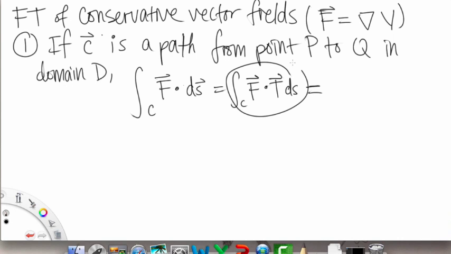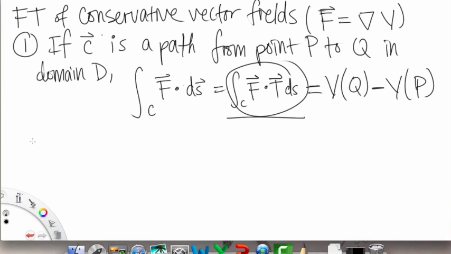This line integral, not circulation, sorry, this thing here, is equal to V, our potential function, evaluated at Q, minus V evaluated at P. I'll do somewhat of a proof on the next slide to explain this a little bit more.